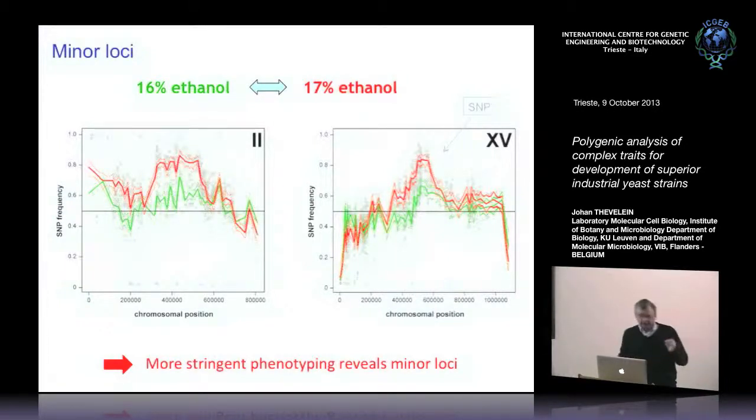This indicates that there is a mutant gene in this position and in this position that is not yet important to be tolerant to 16% ethanol, but becomes important to be tolerant to 17% ethanol, which indicates that a more stringent phenotyping reveals the minor loci involved in a very good property. But of course, it also means that you have to phenotype more segregants to get to the 30 segregants.